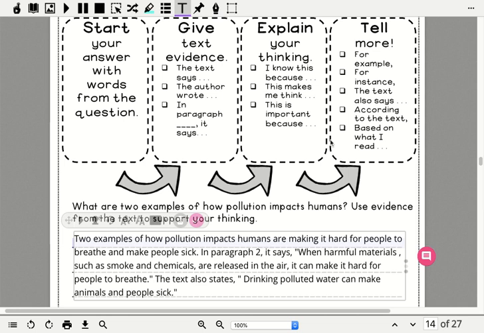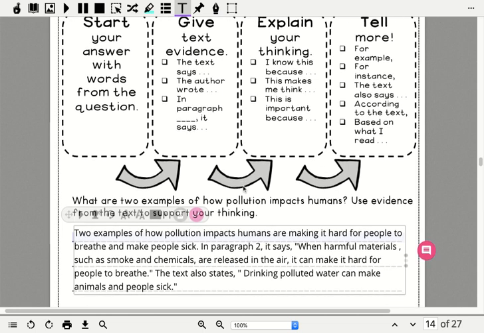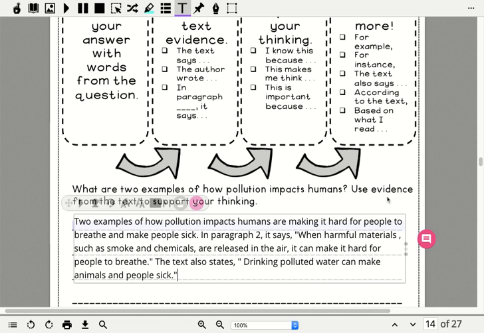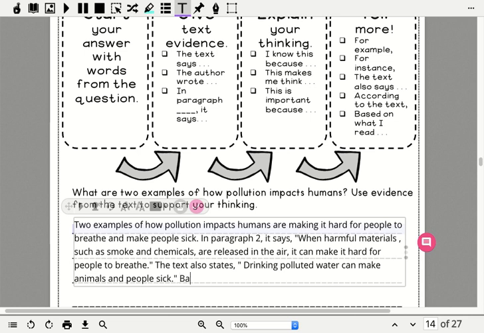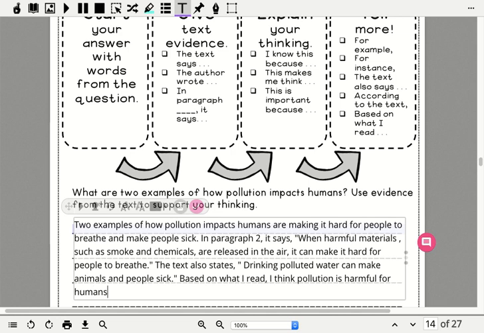Okay, now they want you to explain your thinking. Okay, so I'm going to use this one over here. Based on what I read, I think pollution is harmful for humans. Okay? And we're done with that one.